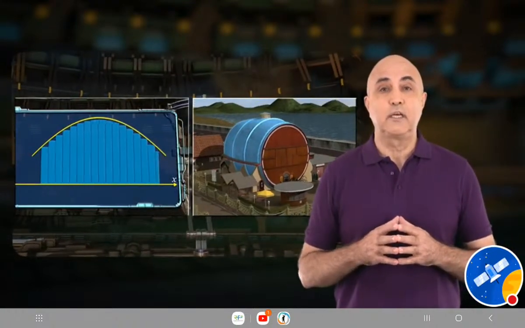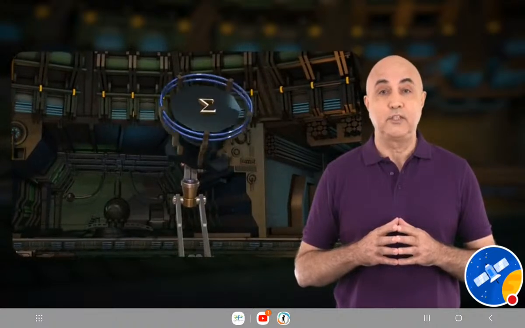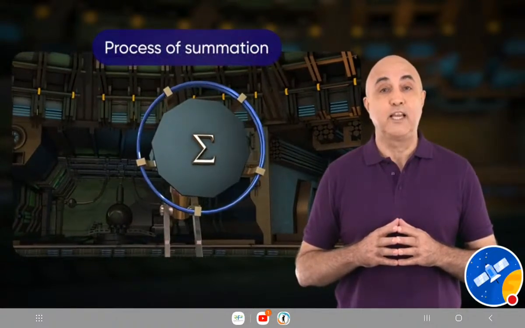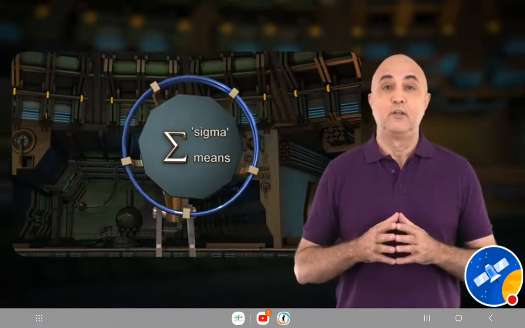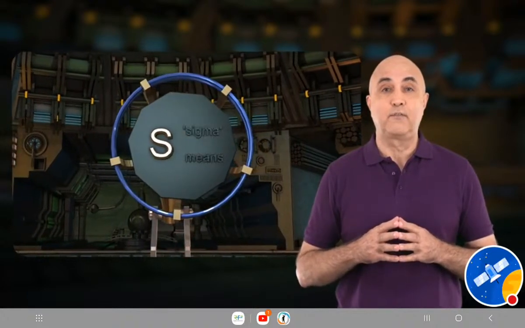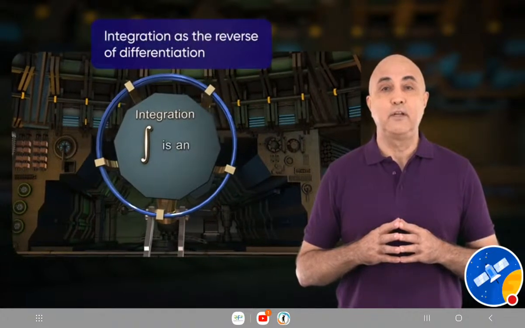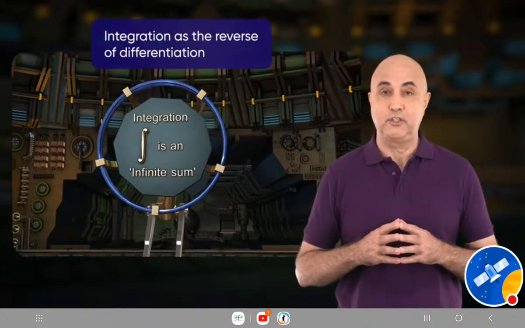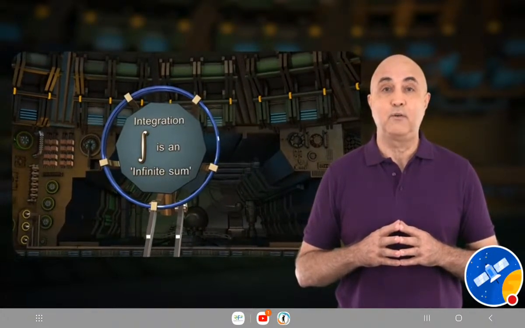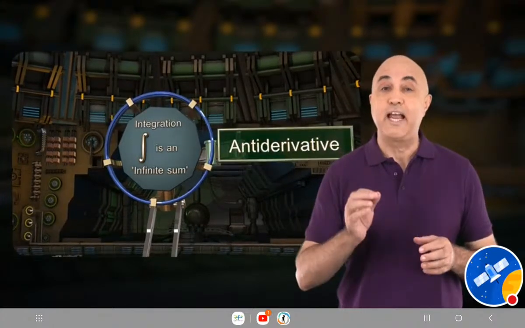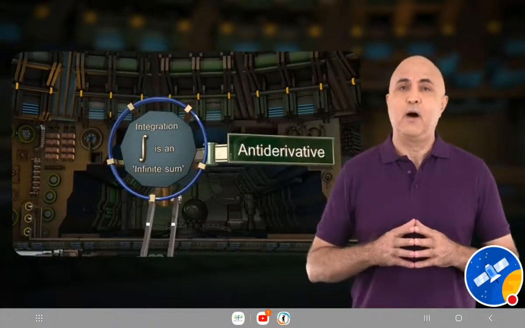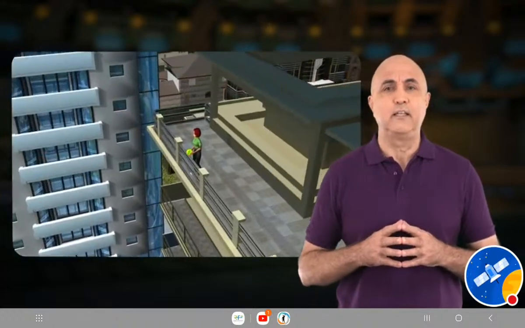Integration was initially discovered not as the reverse of differentiation, but as a process of summation. The notion of integration evolved from the summation approach. In this session, we will study integration as the reverse of differentiation, and the function that we find is called the antiderivative. To understand the process, we consider an illustration.